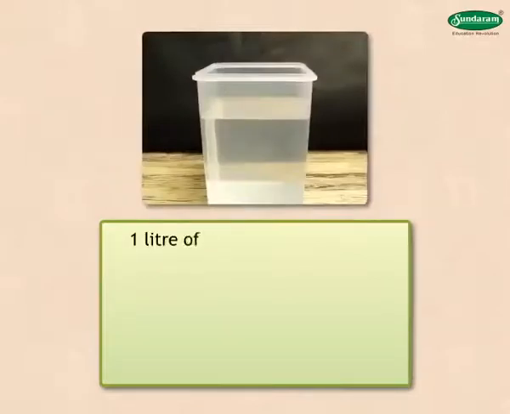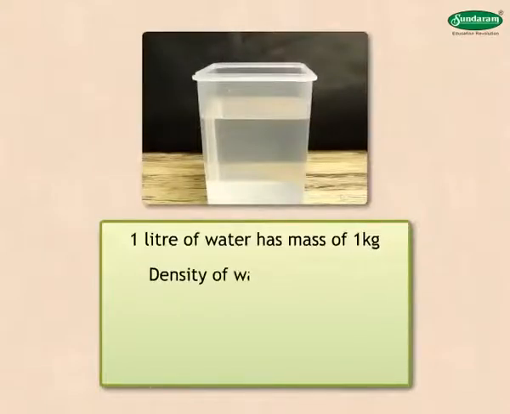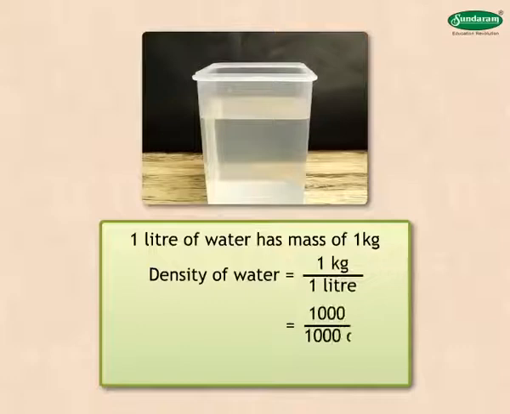1 liter of water has a mass of 1 kilogram. Hence, the density of water is equal to 1 kilogram per 1 liter is equal to 1000 grams per 1000 cubic centimeters. Hence, density of water is equal to 1 gram per cubic centimeters.